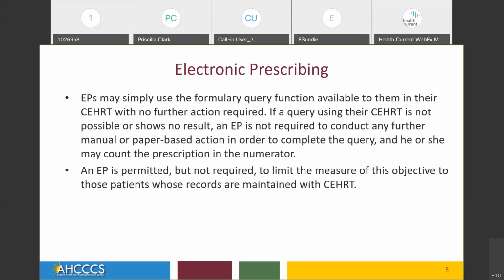EPs may simply use the formulary query function available to them in their CERT with no further action required. If a query using their CERT is not possible or shows no result, an EP is not required to conduct any further manual or paper-based action in order to complete the query, and he or she may count the prescription in the numerator. An EP is permitted but not required to limit the measure of this objective to those patients whose records are maintained with CERT.